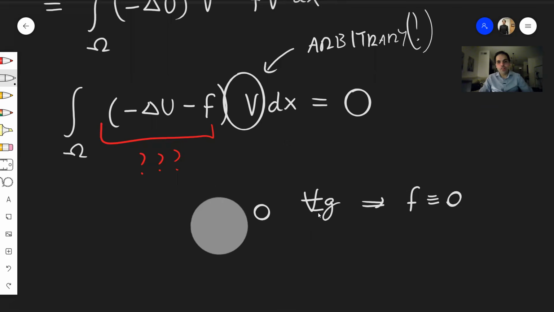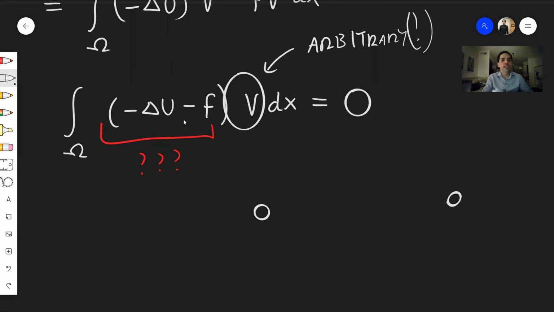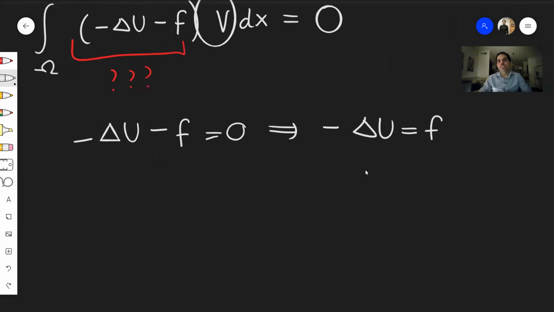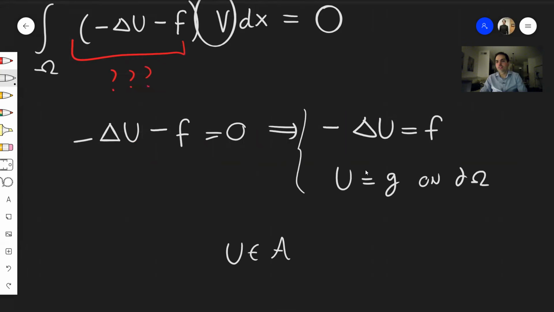So in particular, what do we get? We get that this inside function is identically equal to 0. And what does that tell us? It tells us that minus Laplacian of u minus f equals 0. And therefore, in the end, we get Poisson's equation. And there was also a boundary condition, but remember, u was in the admissible class. So by assumption, u is just g on the boundary.